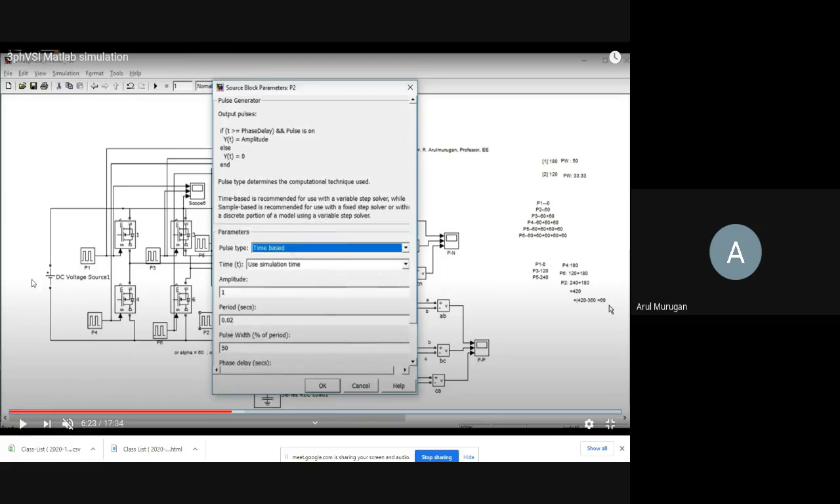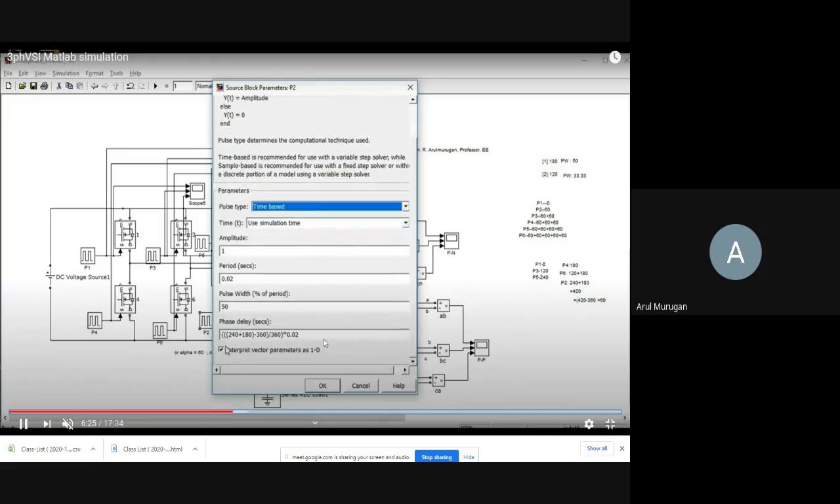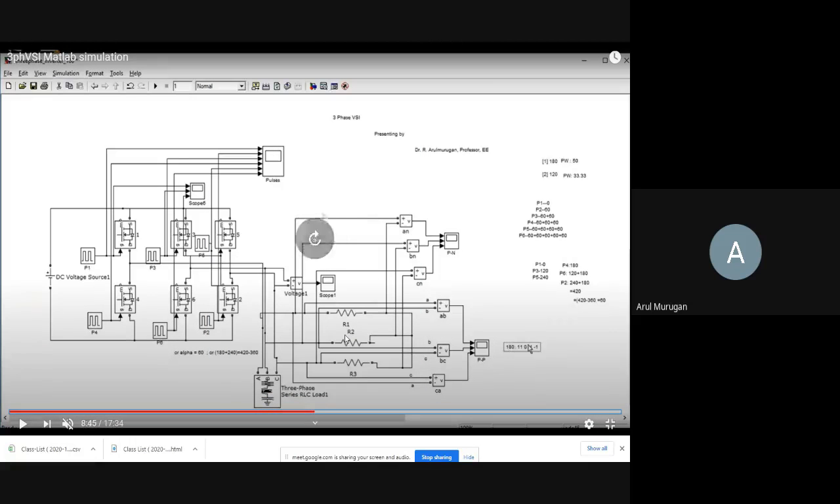What is the second one? For the second one I need to give 60 degrees. Otherwise, what will I give? Directly I will give 240 plus 180 minus 360. Like that, all the pulses I will give.